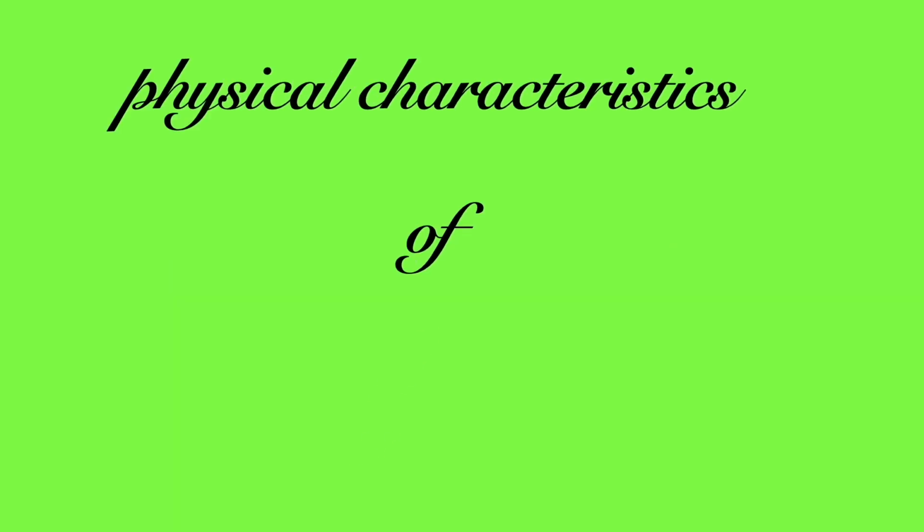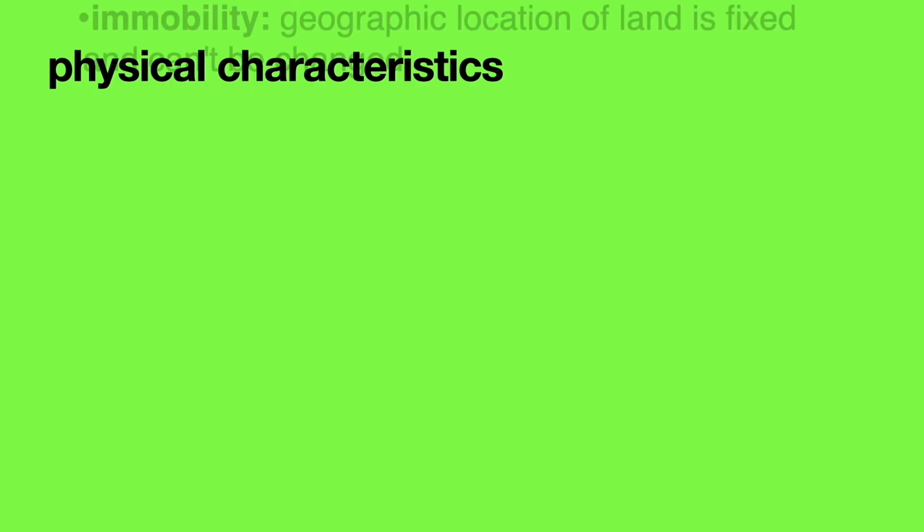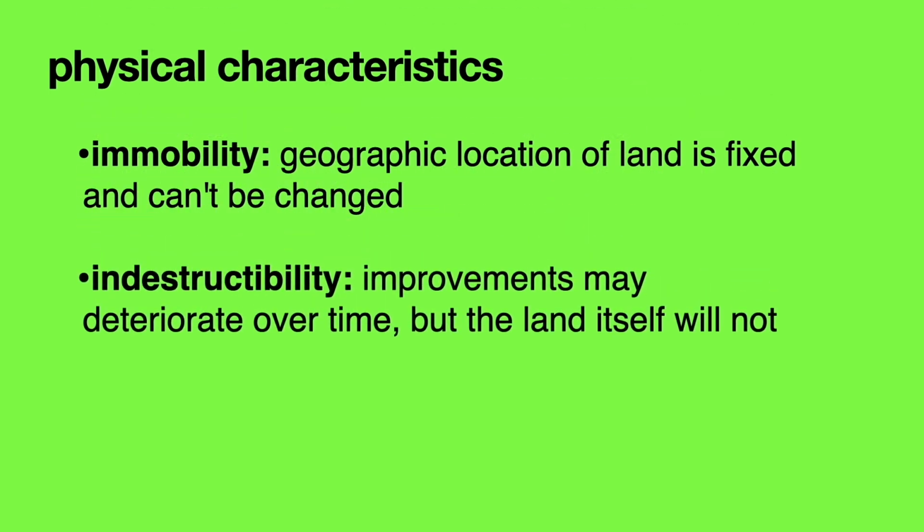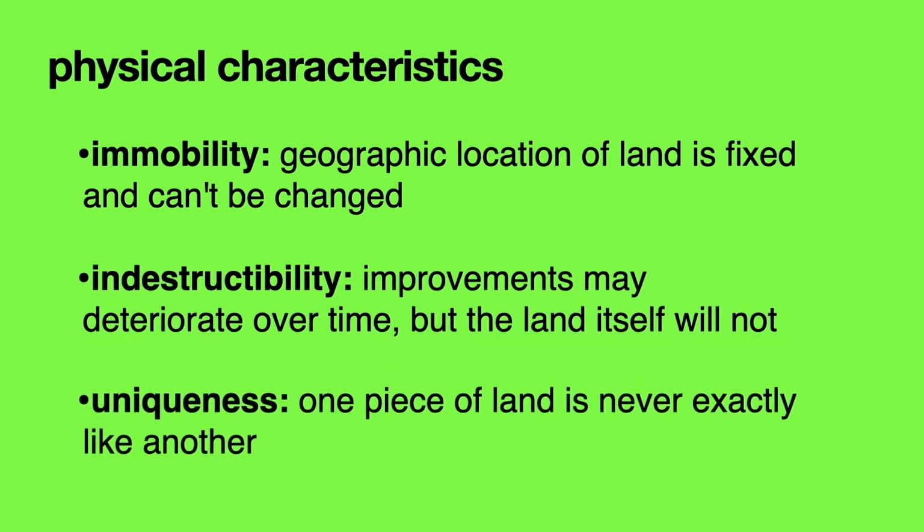Property characteristics. Physical characteristics of land. Immobility. The geographic location of land is fixed and can't be changed. That's why it's always location, location, location, because you cannot change that. Indestructibility. Improvements may deteriorate over time, but the land itself will not. Uniqueness, non-homogeneity. One piece of land is never exactly like another.